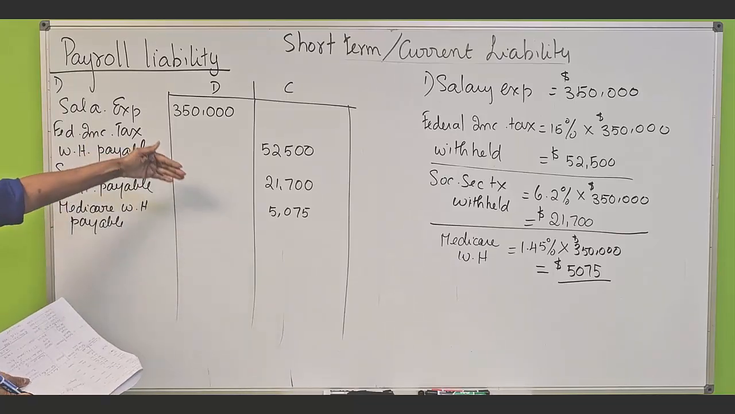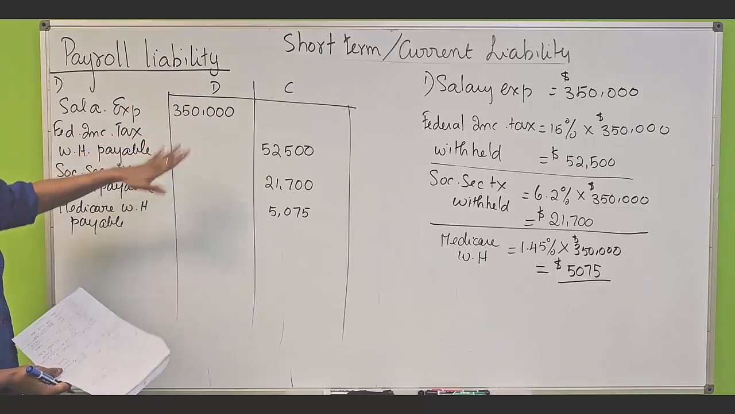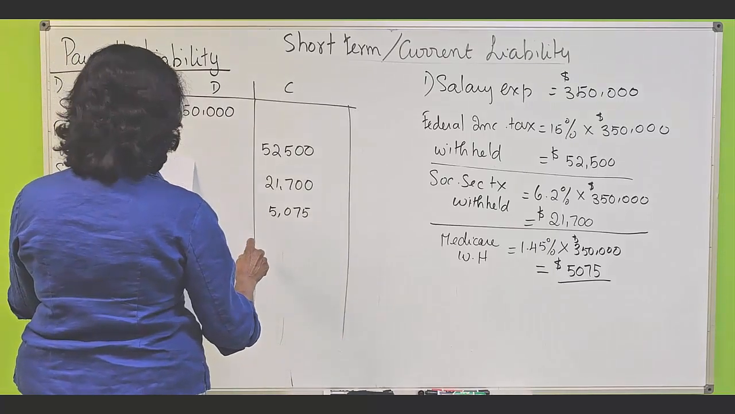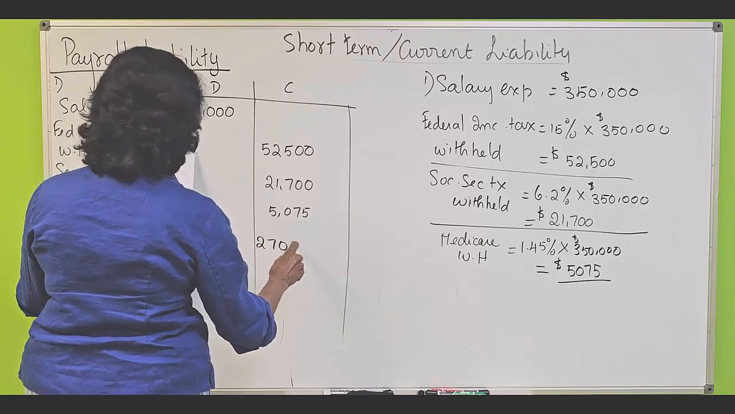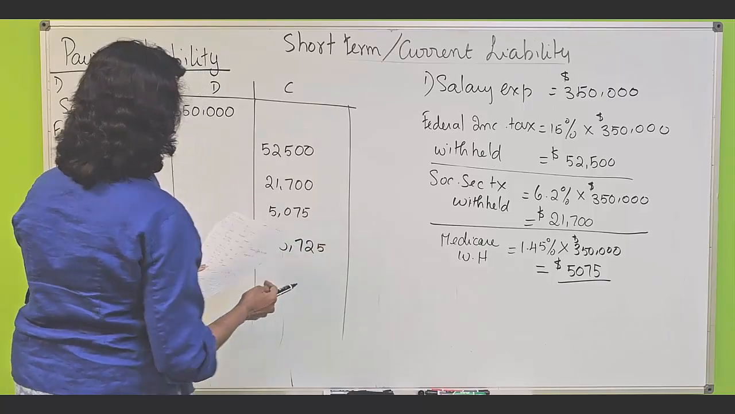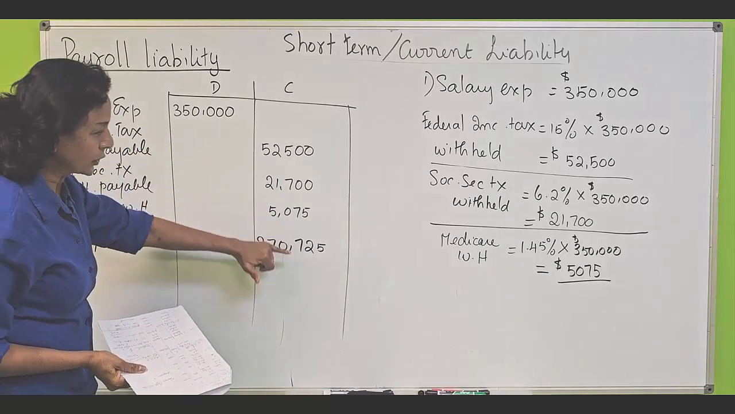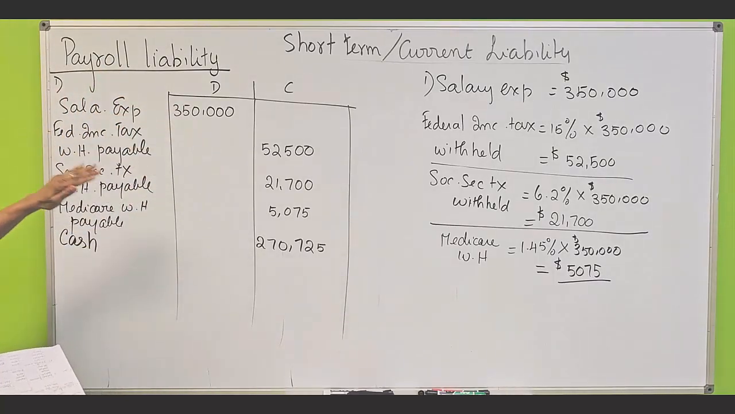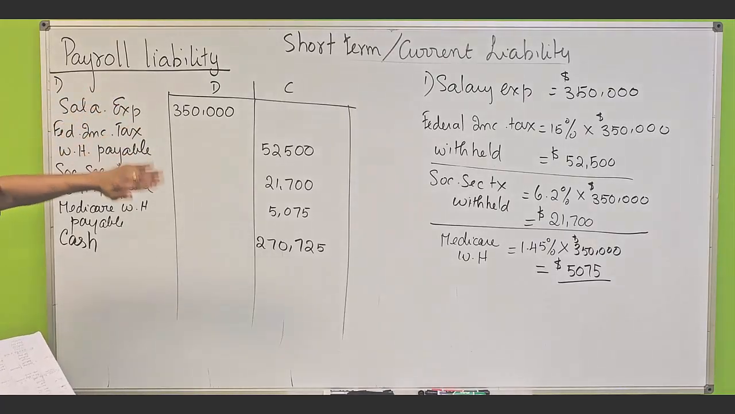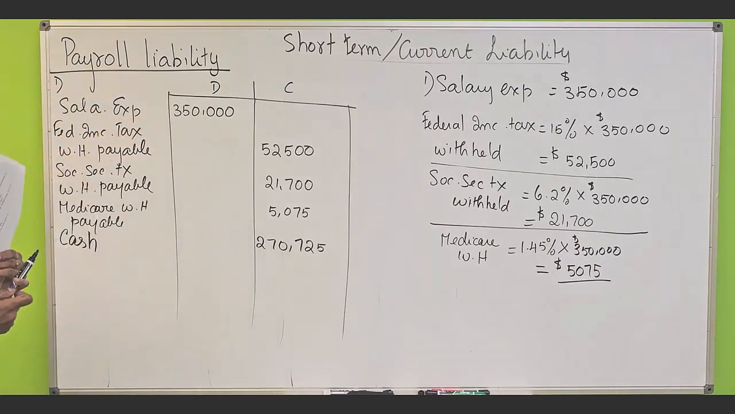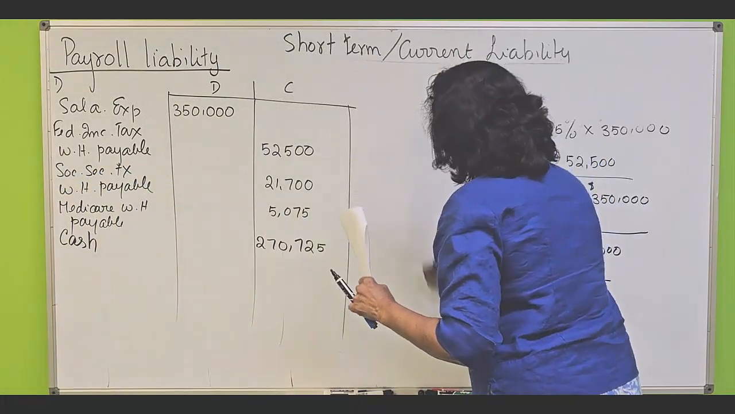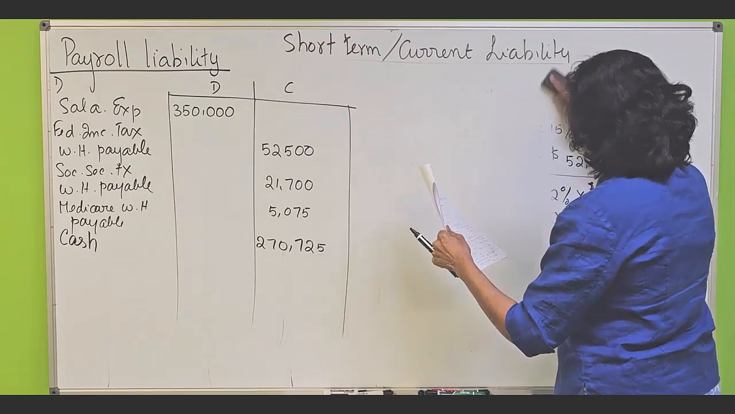So if the company is paying at the time they are recording this, you can credit cash, credit $270,725, which is 350,000 minus all these numbers. So this is the first entry to record the salary expense and all the taxes withheld from the employee's salary. The second entry will be to calculate the company's payroll tax expense.